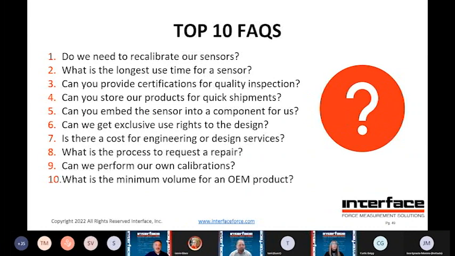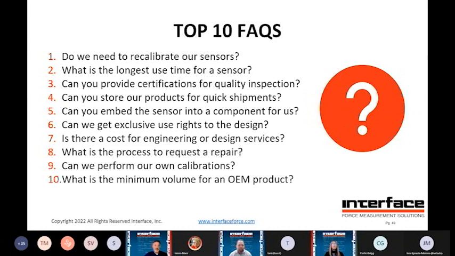Very good. What is the longest use time for a sensor? Well, sensors get better with age, as long as they're designed in and used properly. So most of the time, our sensors are going to be designed for the life of the equipment. We can work with engineering teams to ensure that can be met.